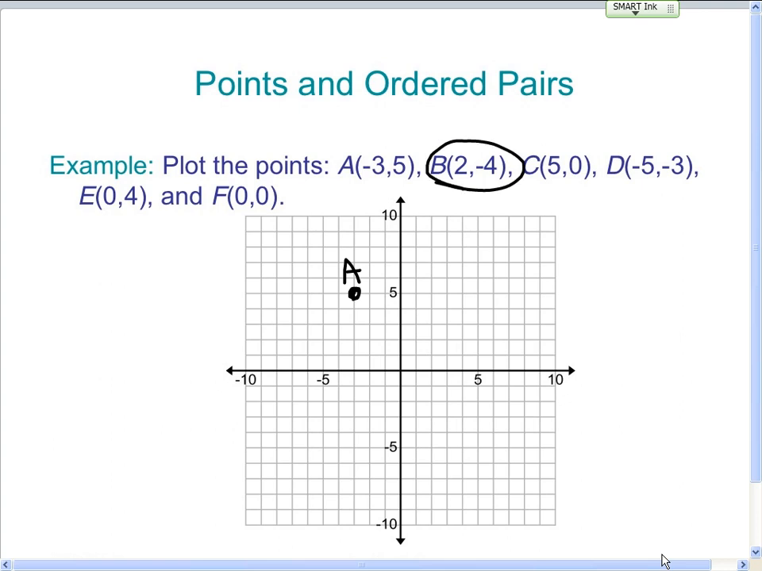Point B is the point 2, -4. So I'm going to go to the right 2 and down 4. That's the point B. Let's do C, the point 5, 0. That means go to the right 5 and up 0. So that's this point right here. And maybe one last one. E is 0, 4, so go over 0, up 4, and that is the point E. So you get the idea. You should remember this from other classes.